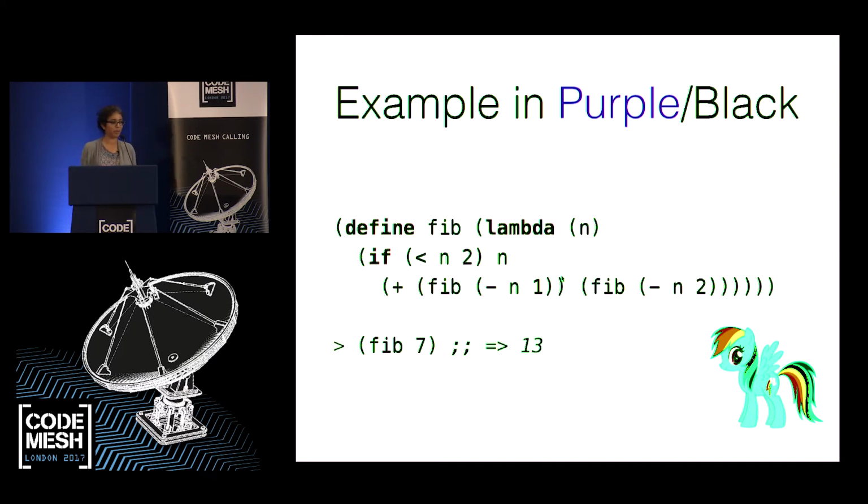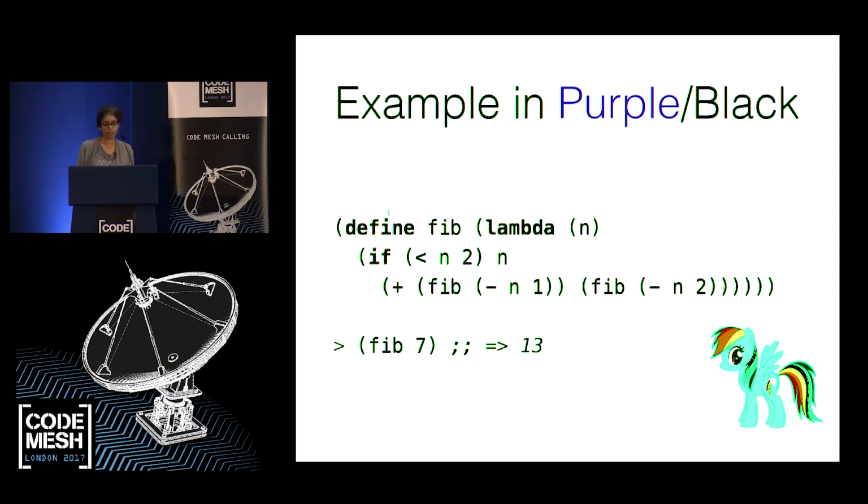Black comes from a long tradition of reflective towers of interpreters, including Brown by Dan Friedman and Mitch Wand, and then Blond by Olivier Danvy and one of his students. And then Black is by Kenichi Asai in Japan. The basic idea of Black is that the language at each level is Scheme.